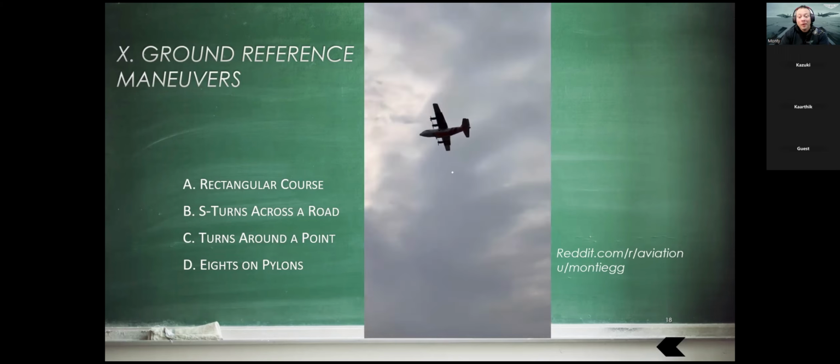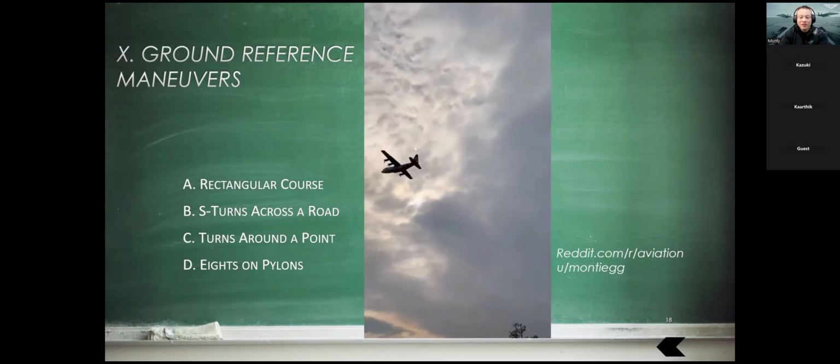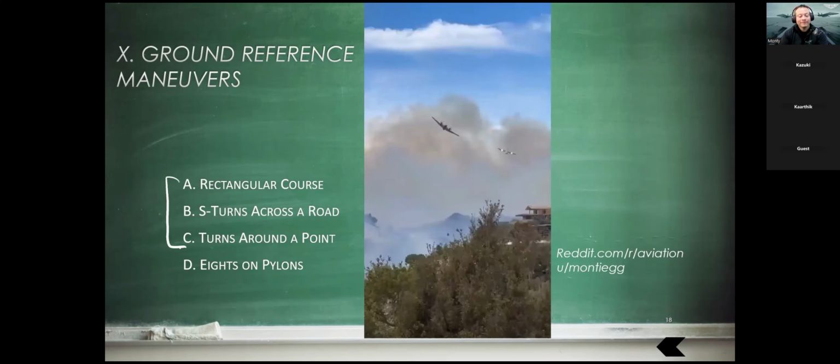The reason we care about ground reference maneuvers is for this situation right here, when we are flying close to the ground and we have a significant crosswind. So we're going to talk about the different maneuvers. We're just going to talk about these three today since we're short on time.